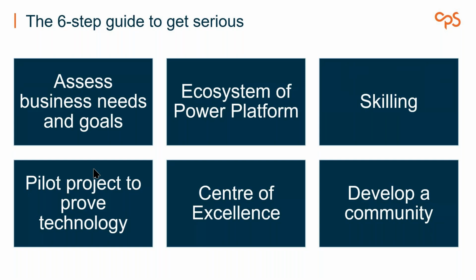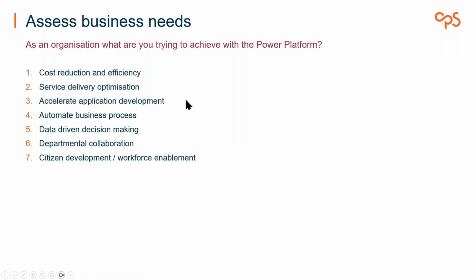Then we have the ecosystem of the Power Platform, skilling, a pilot project to prove technology, center of excellence, and developing a community. So jumping in, assessing business needs. So as an organization, what are you trying to achieve in the platform? So this is taking a step back. So actually really taking a holistic view and understanding what you are trying to do and what you are trying to achieve.